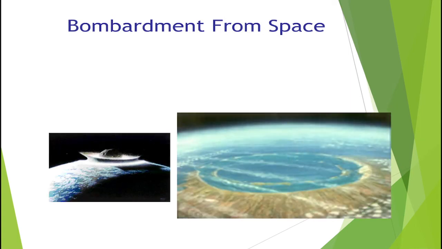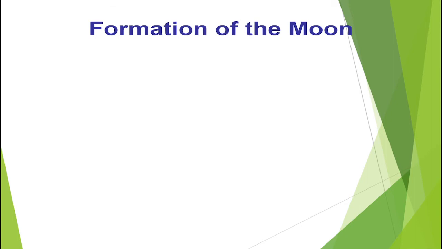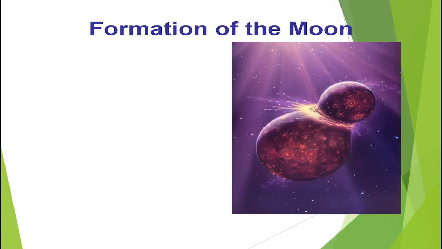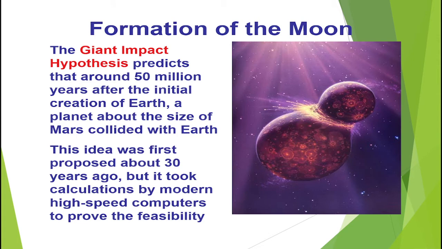For the first half-billion years of its existence, the surface of the Earth was repeatedly pulverized by asteroids and comets of all sizes. One of these collisions formed the Moon. One hypothesis that offers an explanation how the Moon is formed is called the giant impact hypothesis. This hypothesis predicts that around 50 million years after the initial creation of Earth, a planet about the size of Mars collided with Earth. This idea was first proposed about 30 years ago, but it took calculations by modern high-speed computers to prove the feasibility.